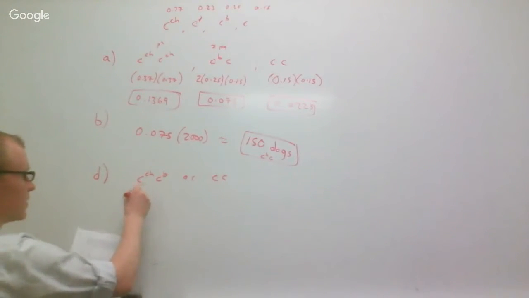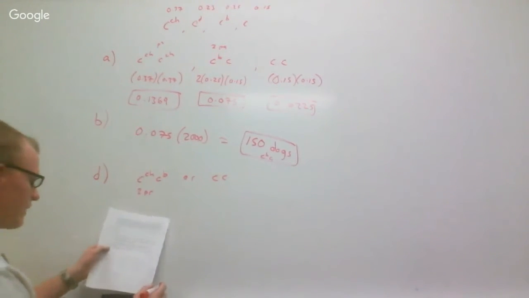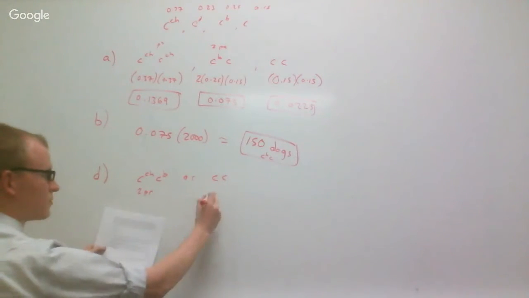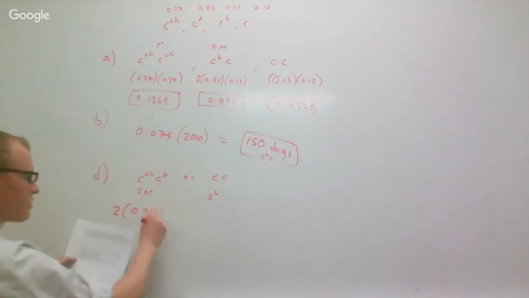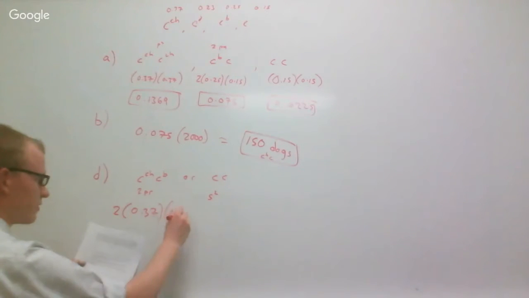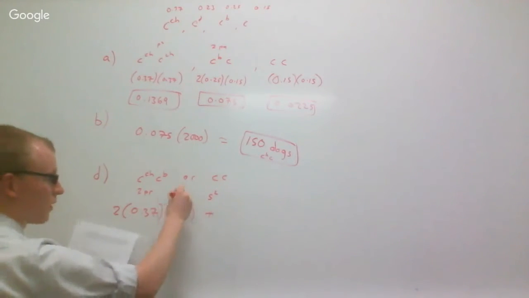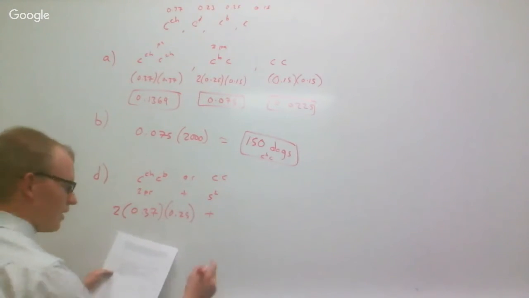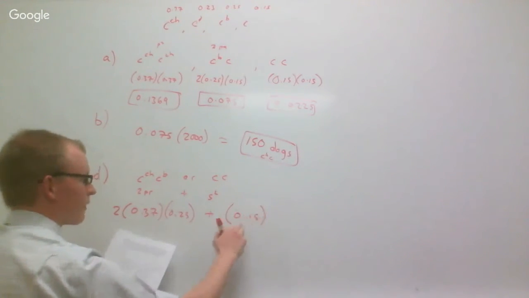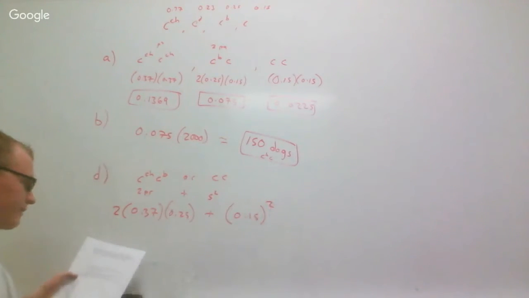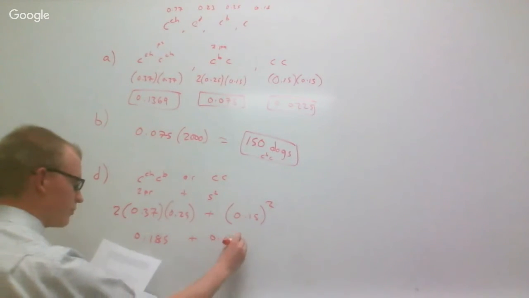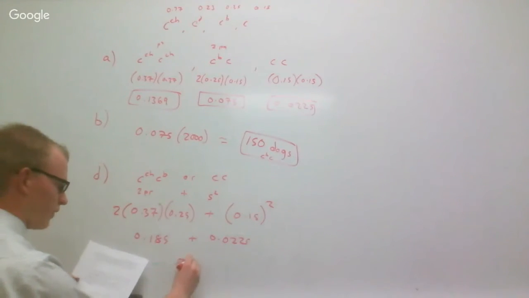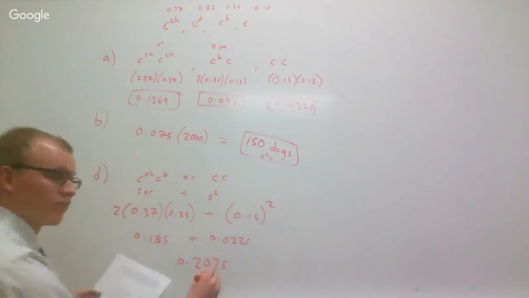Again, this is going to be 2PR in this case. That's what we called our pale. And this is just going to be S squared. So let's do that. 2 times 0.37 for our chinchilla. And for the pale gray, that's 0.25 plus, or means plus, if you remember that from a previous lesson. And then we're going to have 0.15, the albino frequency, squared. 0.185 over here plus 0.0225 is going to give us a grand total of 0.2075 for our frequency.